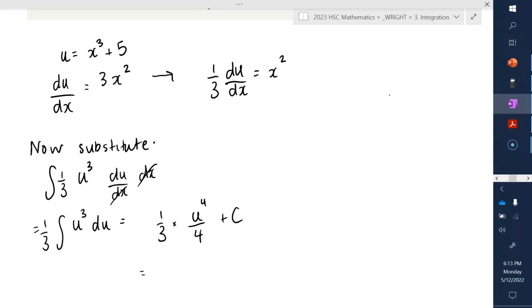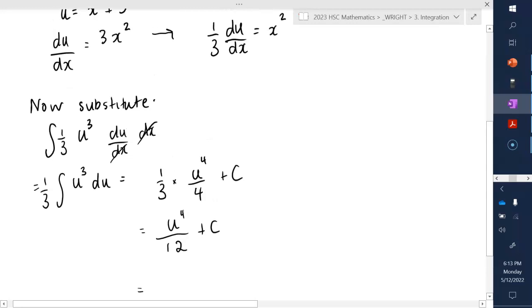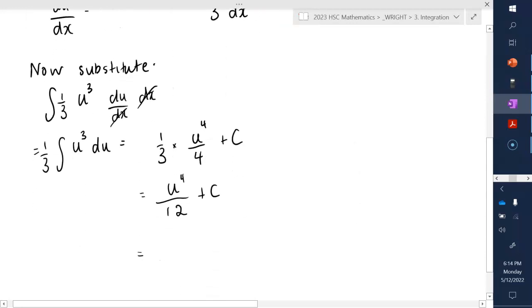So I'm going to end up with u to the 4 on 12 plus c, because my 4 and my 3 multiply together. And so what I'll end up with is back into my u. I've got u to the 3 plus 5. I'm going to change my u to the, x to the 3 plus 5 to the power of 4 over 12 plus c.